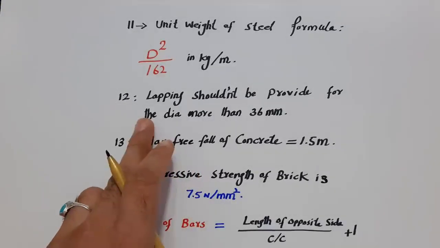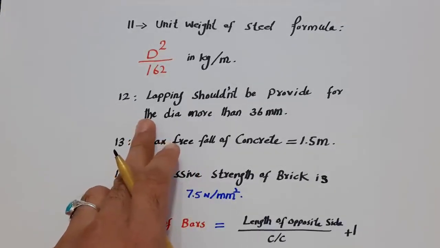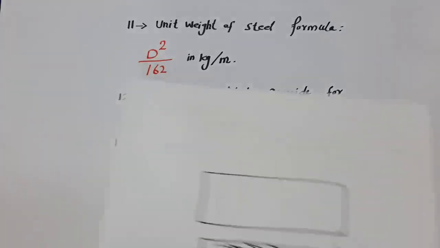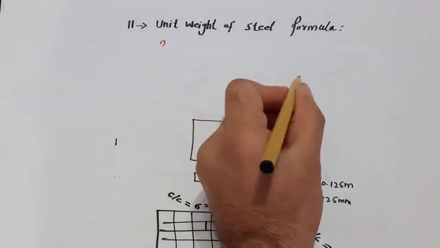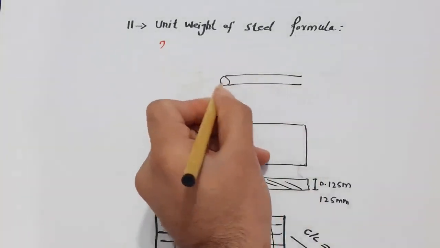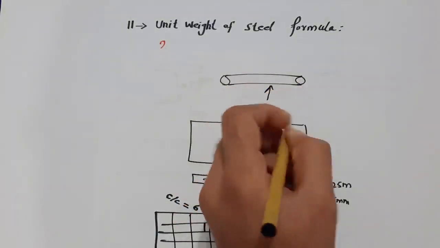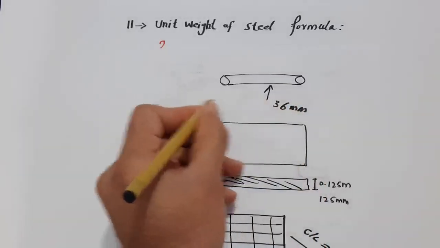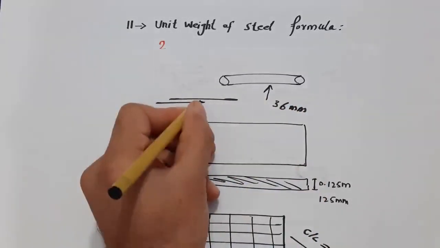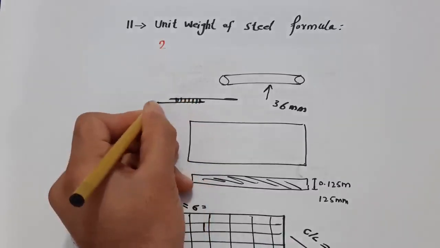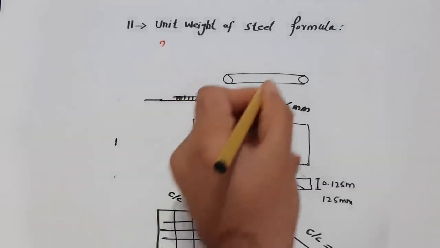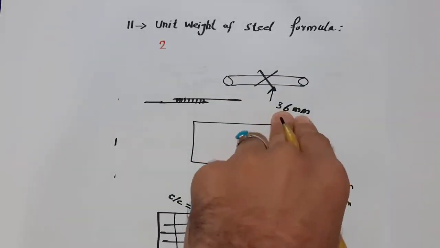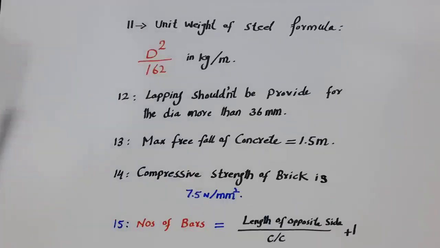Guys, the 12th one is lapping should not be provided for dia more than 36 millimeter. For example, you can see this is a steel rod. If the dia is more than 36 millimeter, the lapping should not be provided. This is lapping, you can see. Less than this you can use lapping. For larger dia you can use the coupler method or any other one.